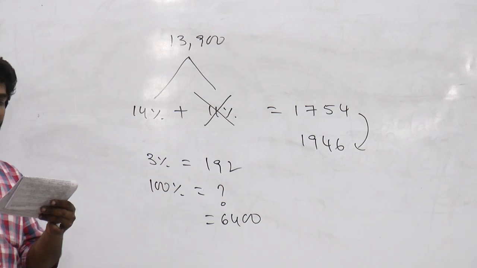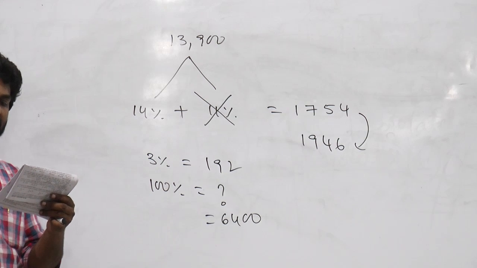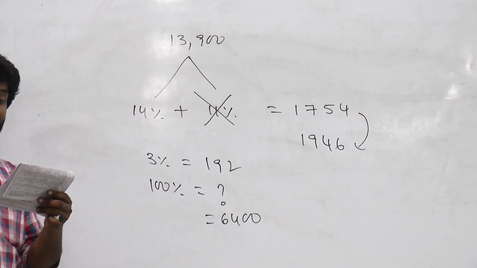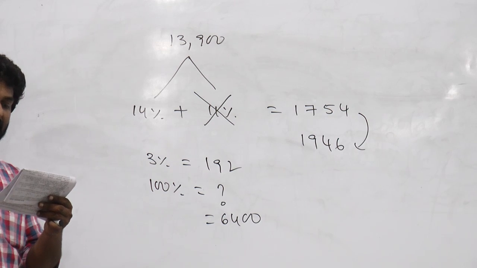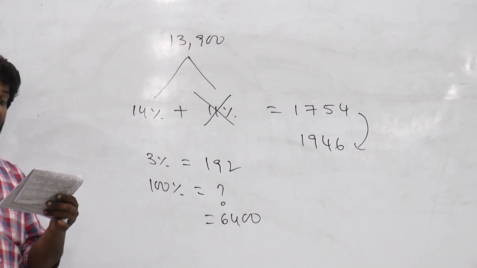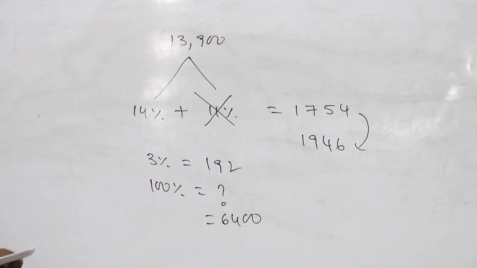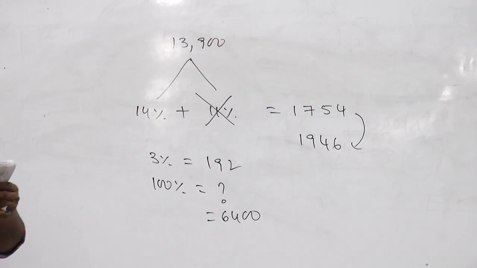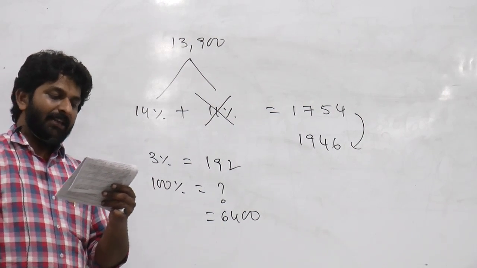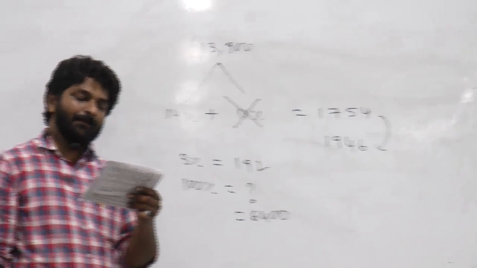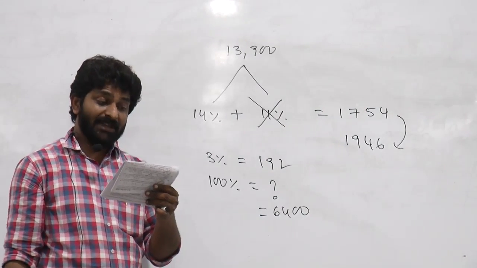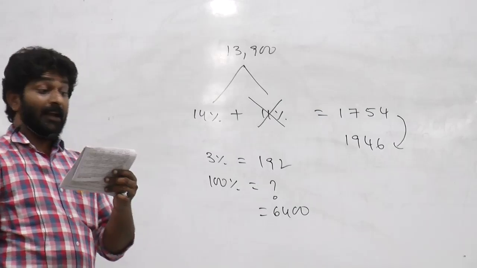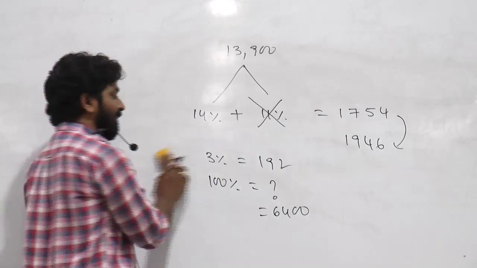A father left a will of 35 lakhs between his two daughters aged 8.5 years and 16 years such that they may get equal amounts when each of them reaches the age of 21 years. If the rate of interest is 10% per annum, simple interest, how much amount did the elder daughter get at the time of the will?